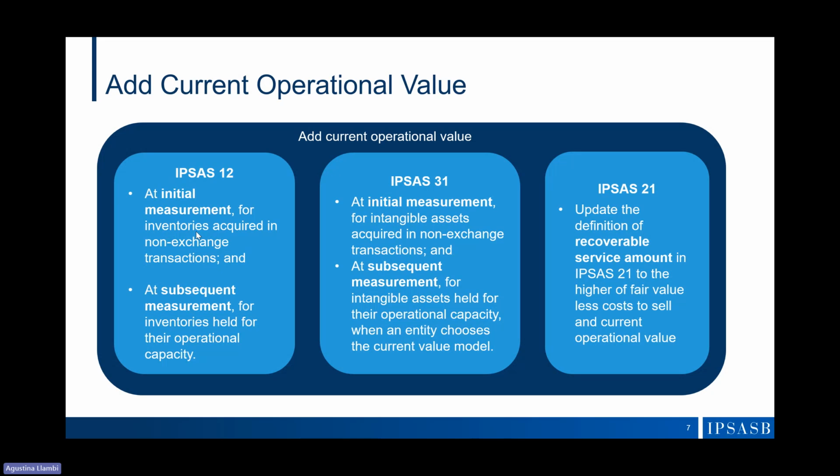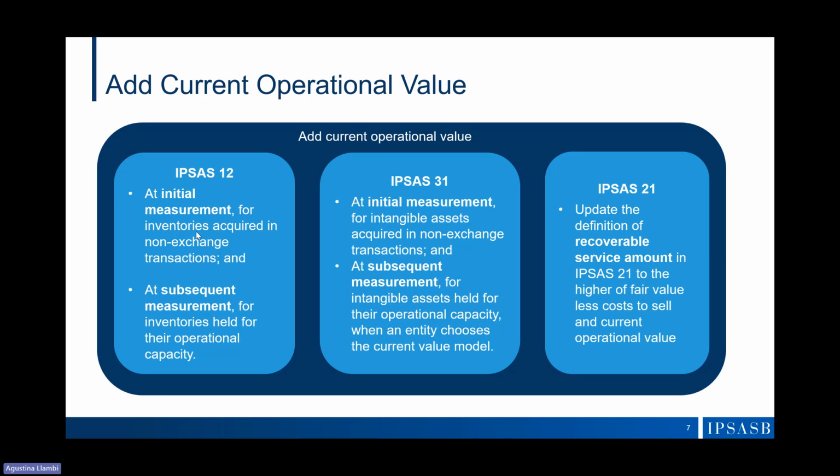At a subsequent measurement of intangible assets, the entity has an election. So when the entity does initial measurement, it will then move to subsequent measurement on day 2 and say, okay, under IPSAS 31, I can measure it at the historical cost value, or I can measure it at the current value model. In this case, ED 90 proposes to expand current operational value under IPSAS 31 to now allow 2 measurement bases. One will be current operational value if I hold that intangible asset for operational capacity, but in the case that I hold that asset for financial capacity, it will be fair value.